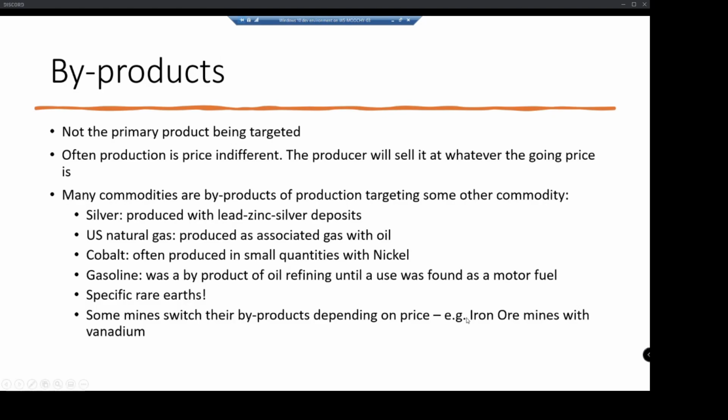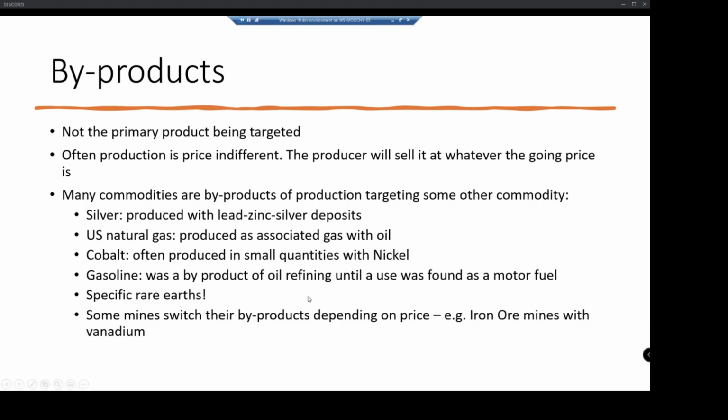Iron ore commonly comes with impurities. If they're digging up a ton of the stuff, most of it is going to be iron ore, but it contains some impurities. Those impurities might be vanadium, phosphorus, sulfur, and manganese is commonly an impurity. Skarn is a geologic formation. Depending on the price of those byproducts, the mine can actually switch from an iron ore mine to a vanadium mine with iron ore as a byproduct.